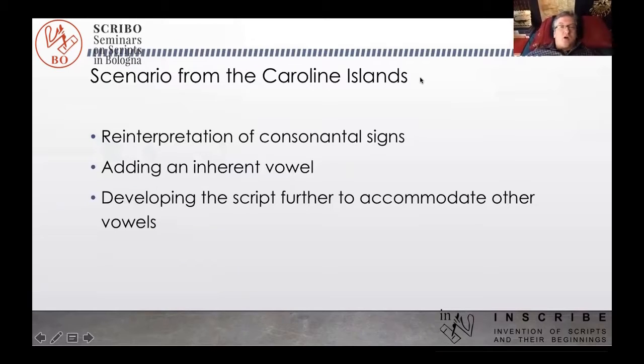Because now you can say, well, what if they reinterpreted the consonantal signs and said, okay, these consonantal signs are interesting, but what about the vowels? And they have an inherent vowel, and that's probably how they were pronounced anyway. And the E or the schwa would be a good option for that, and would probably be the vowel that was used. Then they added the inherent vowel in their pronunciation of this, and developed the script further to accommodate other vowels. And in their case, they did that with vowel signs that they added in the alphasyllabic version. And in the Caroline Islands, they did that by just coming up with new signs for consonants with a different vowel.